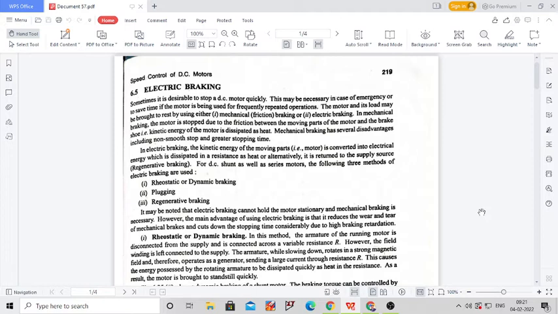Now, what is the meaning of braking? Braking is generally the process in which we decrease the speed of a rotating object, or we may stop that object, or bring it to a stationary position. When we drive a vehicle, sometimes we have to decrease its speed, or at one particular point we have to stop it, and we apply brakes so that we can decrease the speed or stop the vehicle.